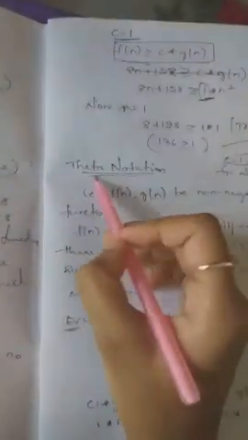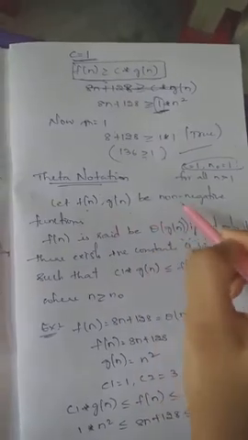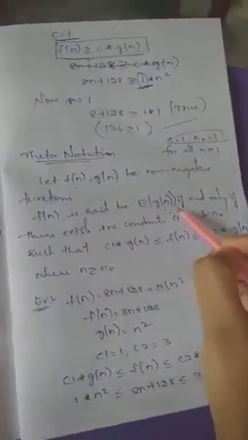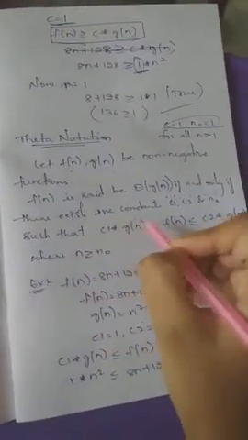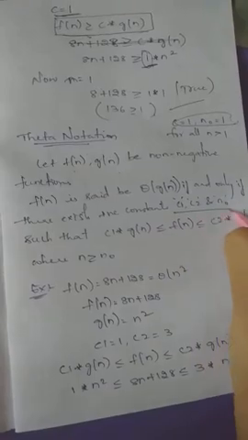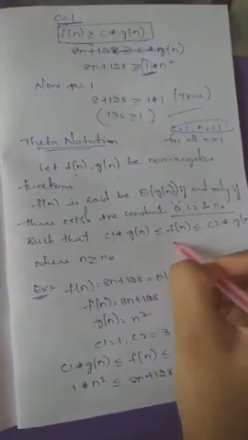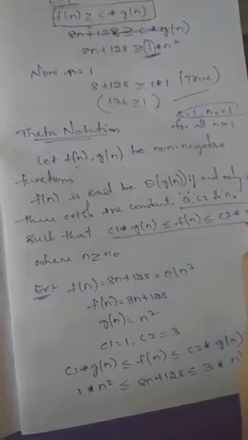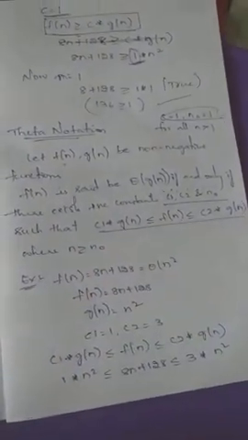Next, theta notation. If f of n and g of n are two non-negative functions, f of n is said to be theta of g of n when there exist three positive constants, that is c1, c2 and n naught, such that c1 into g of n is less than or equals to f of n less than or equals to c2 into g of n, where n is greater than or equals to n naught.